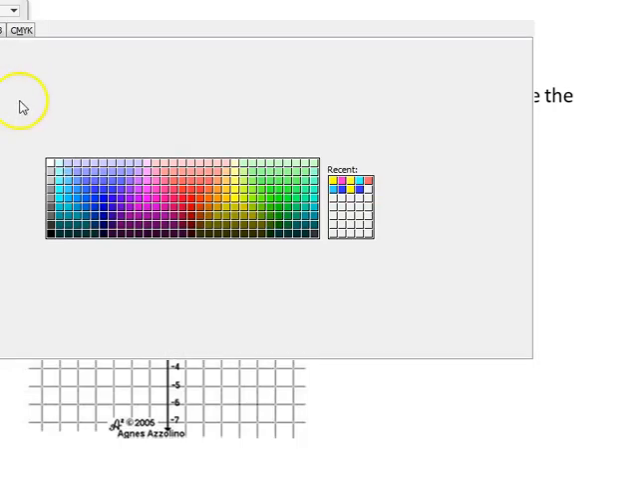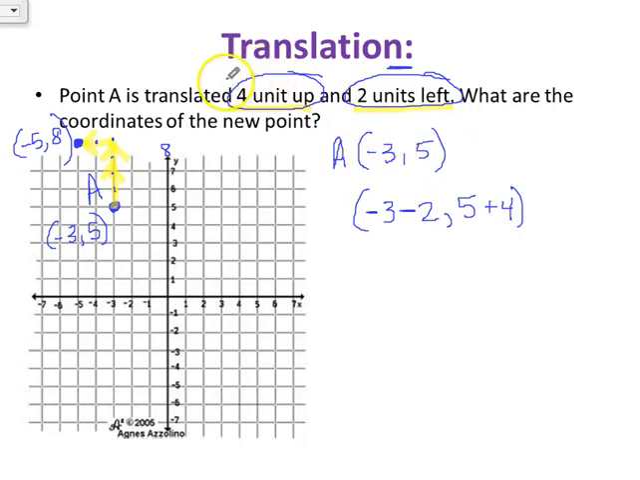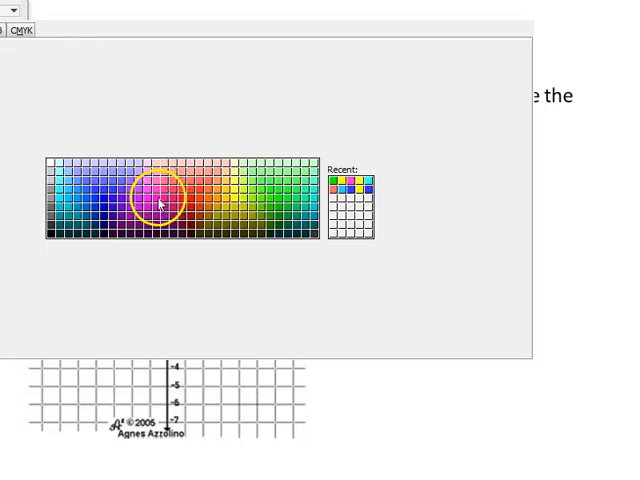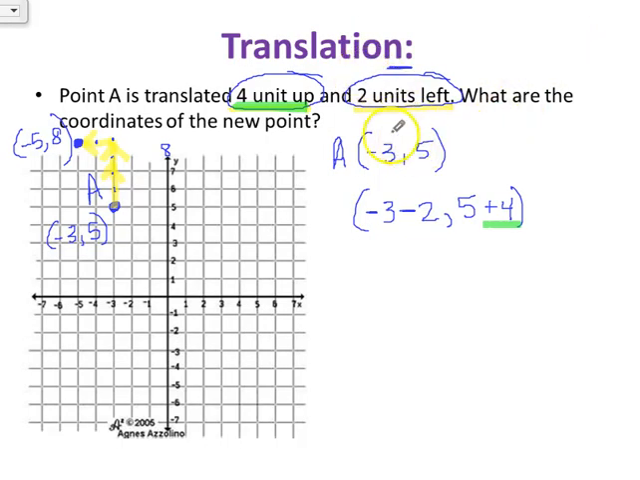Let me color code here. For 4 units up, we would add that 4 there. And if we're going 2 units left, we would subtract that 2 from our x coordinate to show we were going to the left. Then we could just do the math. -3 minus 2 is -5. 5 plus 4 is, what did I do there? 4 units up, 1, 2, 3, 4.